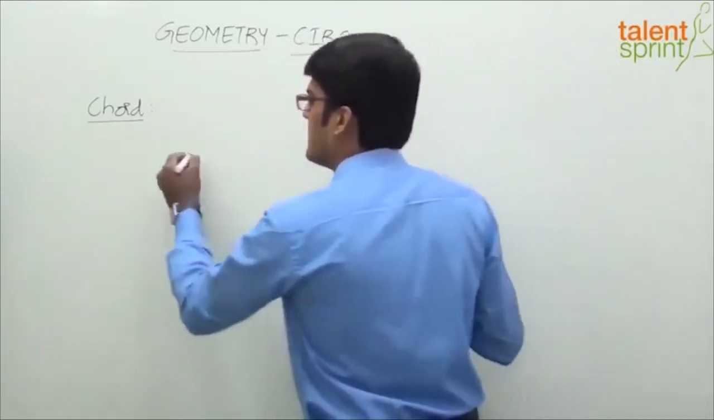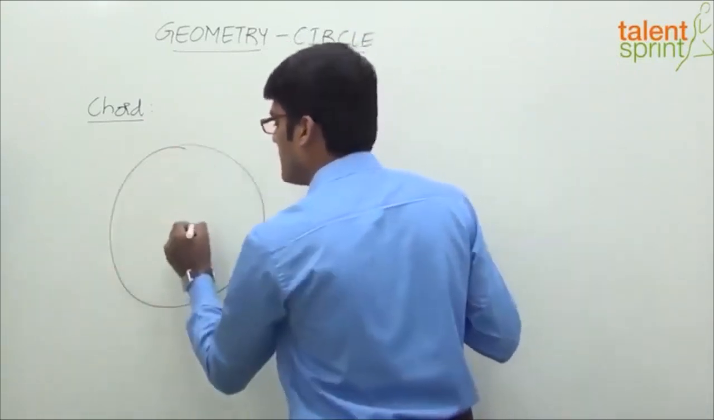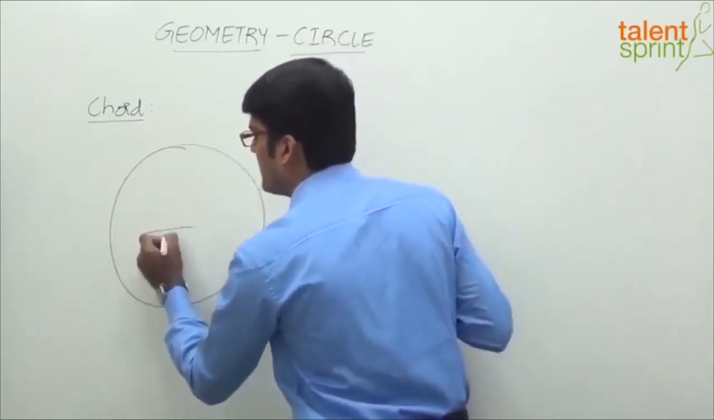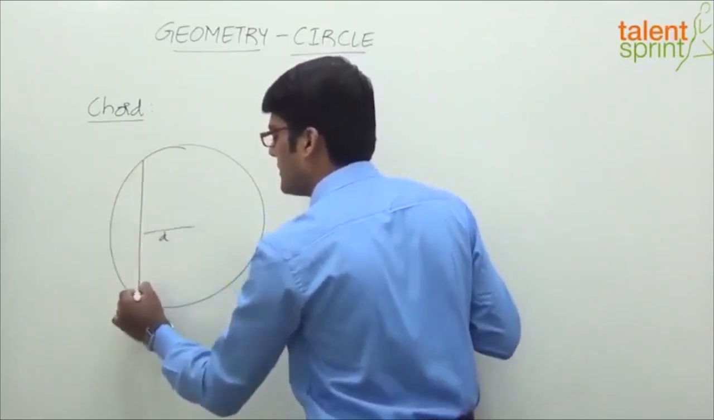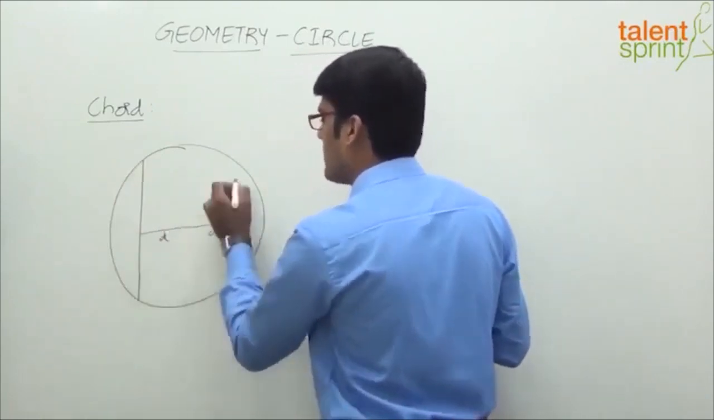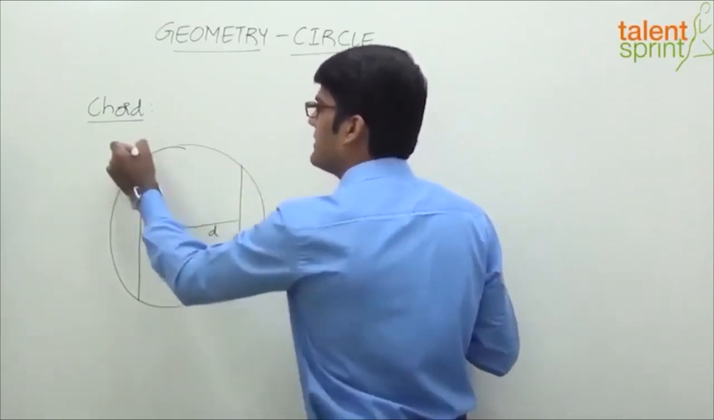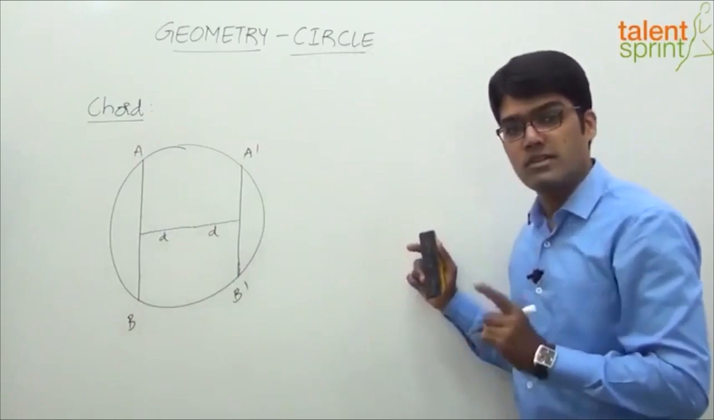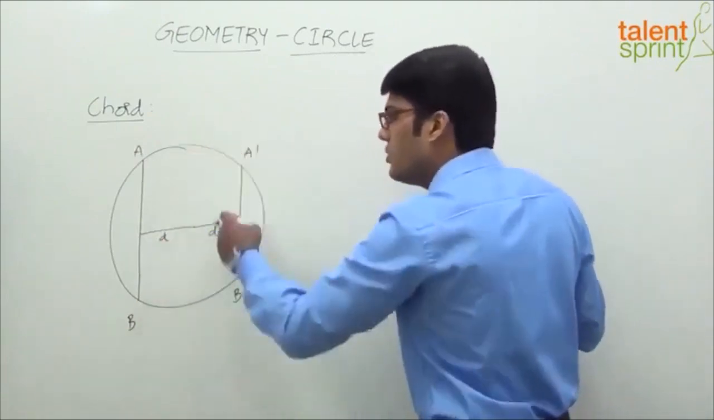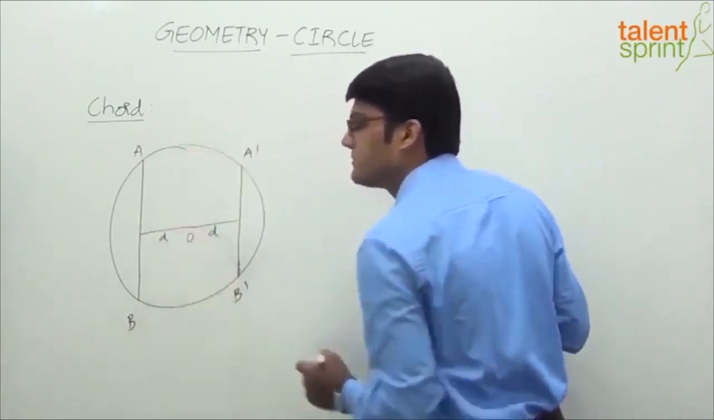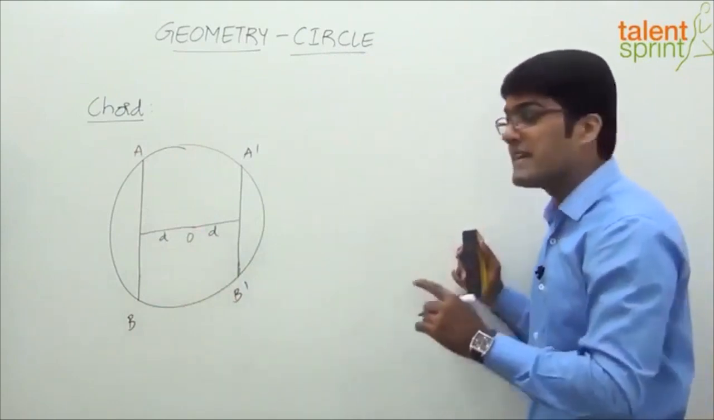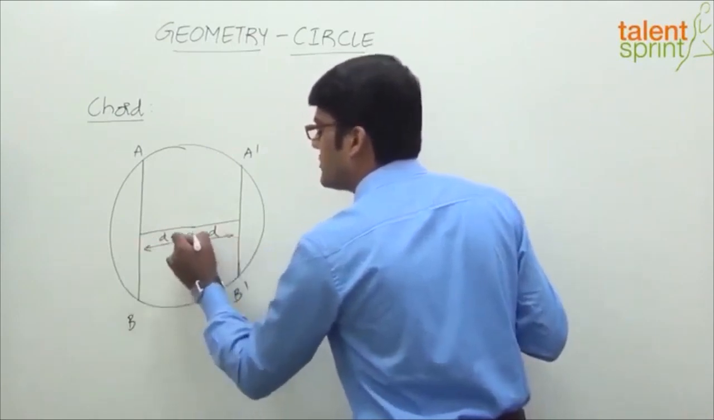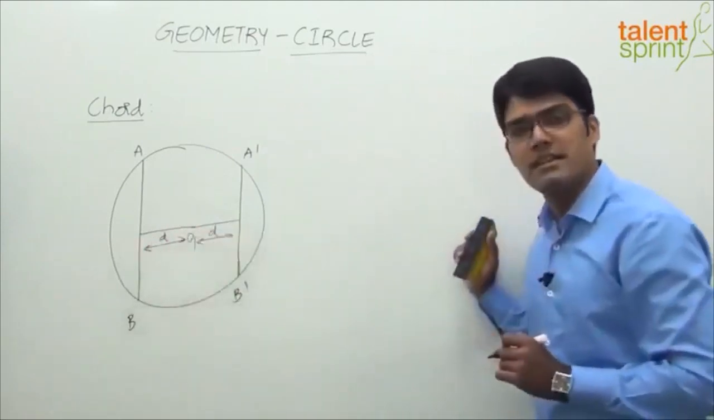Let's say in a circle you have two chords which are equidistant from the center. If I take the distance D and draw a chord here, and on the same distance D I draw a chord on the other side, let's say this is AB and this is A dash B dash. Then what is the important point here? AB will be equal to A dash B dash. This is the center of the circle. This length is D and this length also is D. So if two chords are equidistant from the center of the circle, then they are equal.